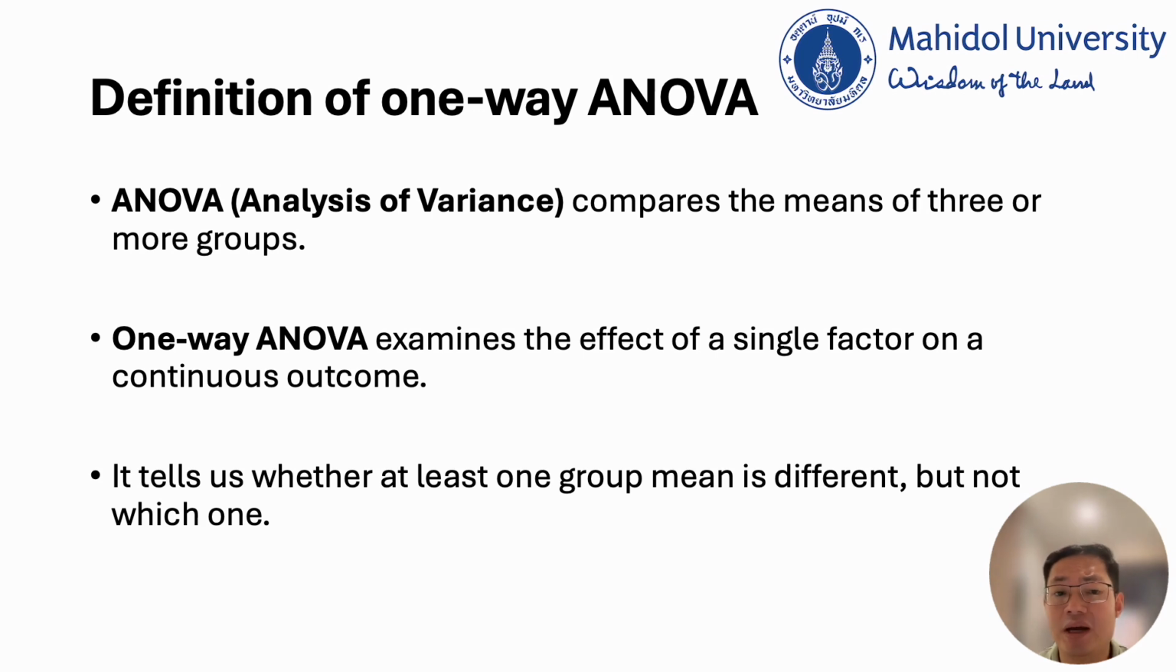Now we move to one-way ANOVA, which stands for analysis of variance. Unlike the t-test, which compares two groups, ANOVA is used to compare three or more groups. One-way ANOVA focuses on one independent variable and its effect on the continuous outcome. The main question it answers is: is at least one group mean different from the others? It doesn't tell us which group is different, just that a difference exists somewhere.